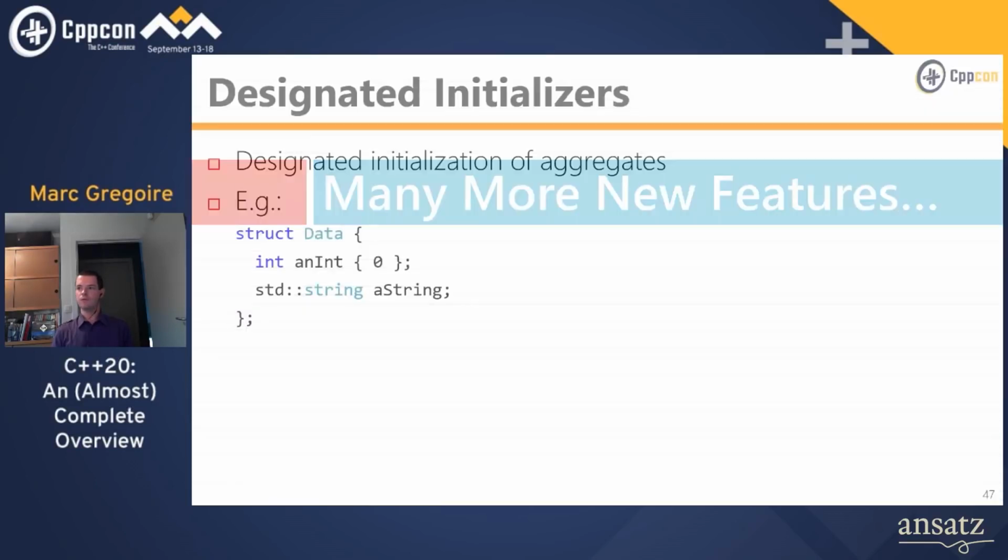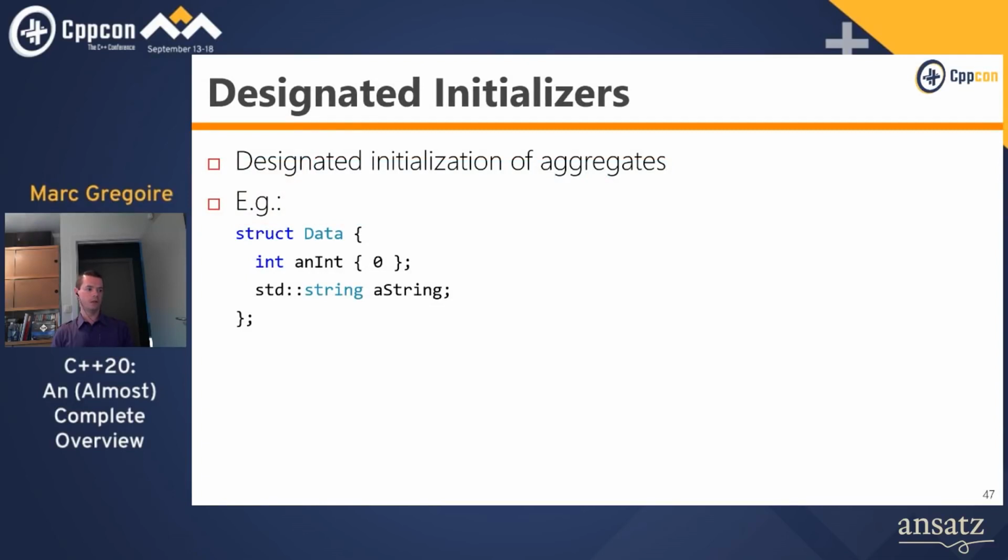And then there are lots of more smaller changes. First one, we have so-called designated initialization for aggregates. Here I have a simple structure containing an integer and a string. Designated initialization means that you can initialize it based on the name of the member. So you write .a_string is hello. Anything that you don't initialize will keep its default values.